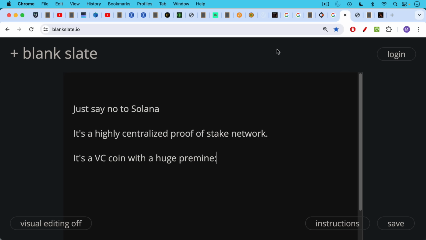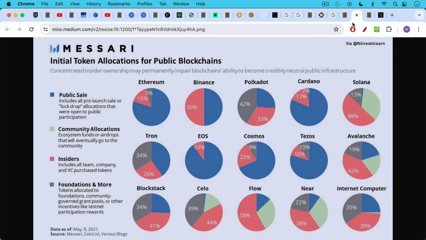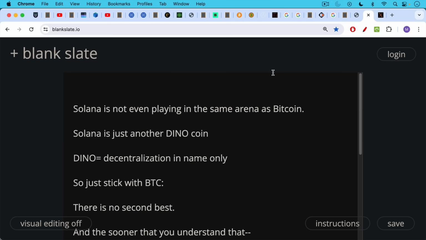Just say no to Solana. It's a highly centralized proof of stake network. It's a VC coin. It's a venture capitalist coin with a huge premine. One of the most greedy premines and pre-sales I've ever seen, where 48% of the tokens were allocated to the team, to the company, and to venture capitalists. This tells you how it's been corrupted from its genesis.